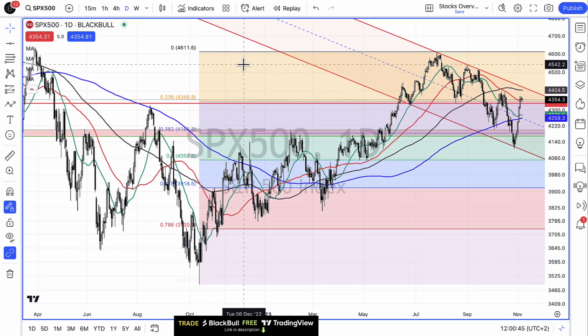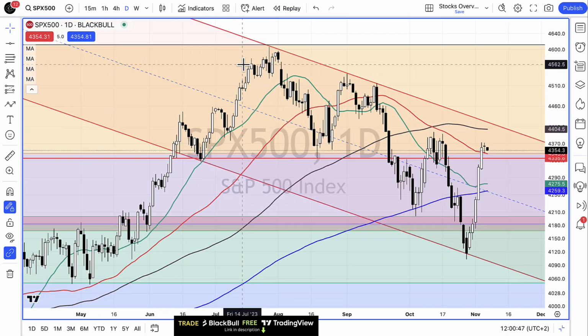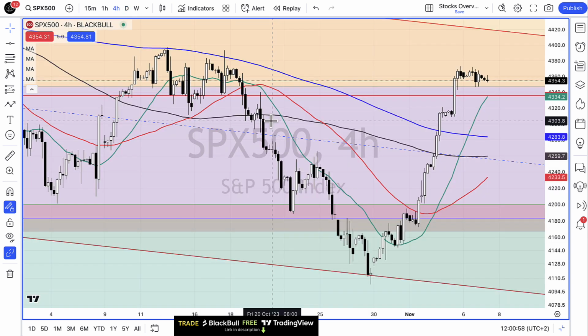shaded zones. What's nice is once you've got these moving averages on your chart, you can switch between time frames. So this is a day chart. I'll switch this to a 4-hour chart, and the moving averages automatically get transferred across onto the 4-hour chart.